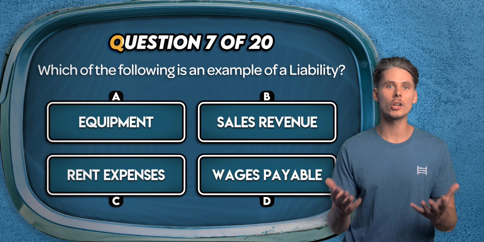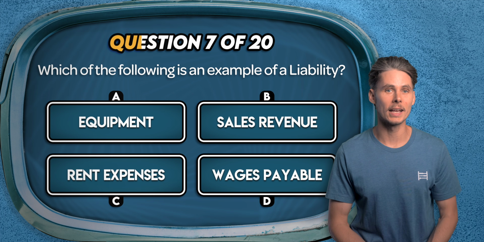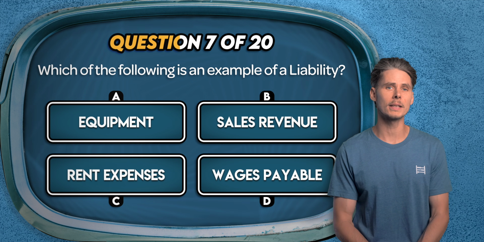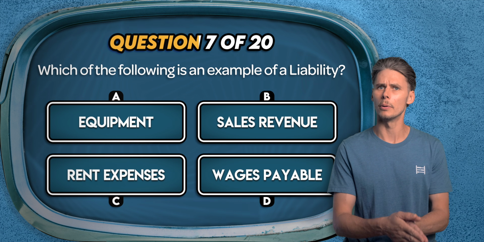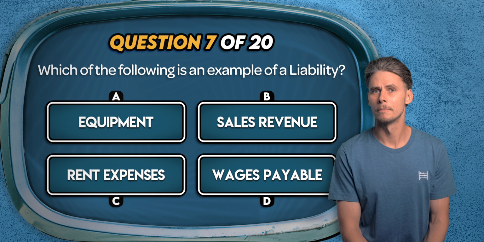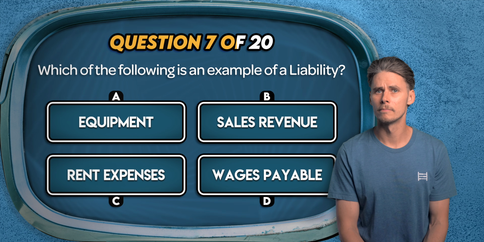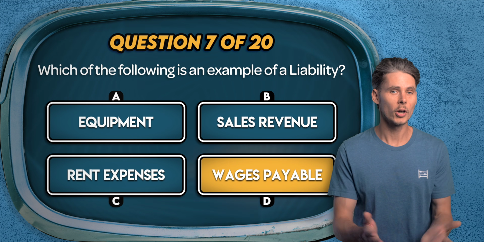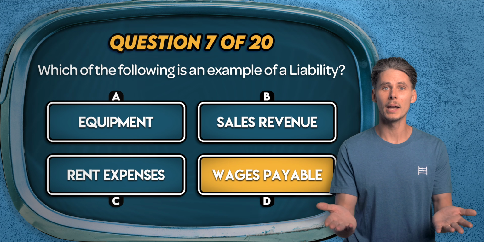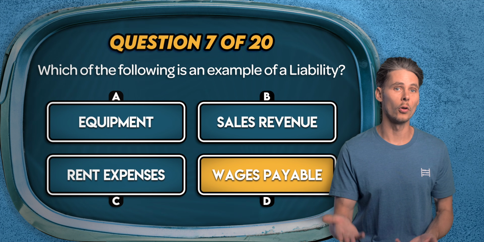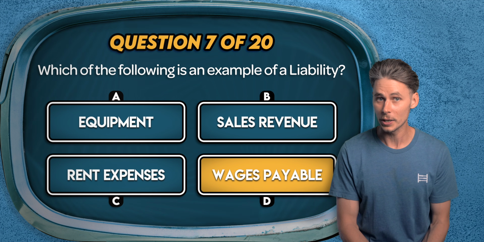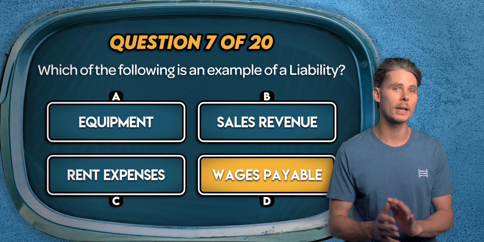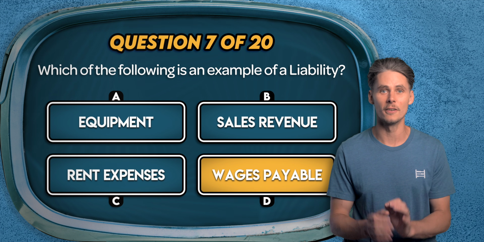Question 7. Which of the following is an example of a liability? Is it equipment, sales revenue, rent expenses, or wages payable? The answer is D. Wages payable represents unpaid payroll that a business owes to its employees. It's classified as a liability because there's an obligation to pay out cash in the future.